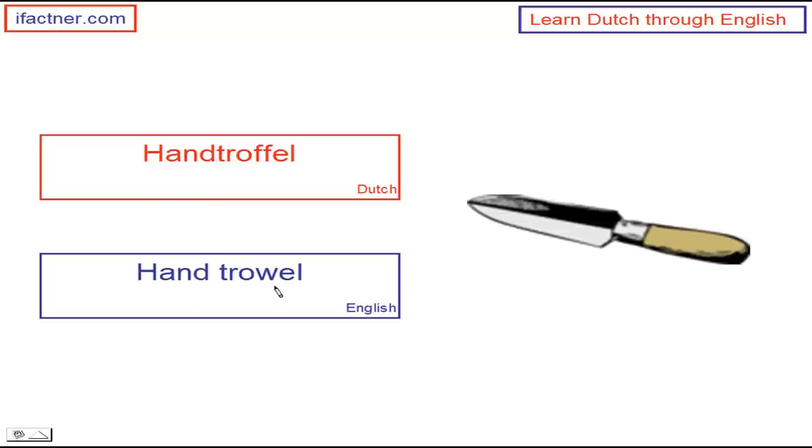Hand trowel, handschep. H-A-N-D, hand, handschep. The R is pronounced with a trill.